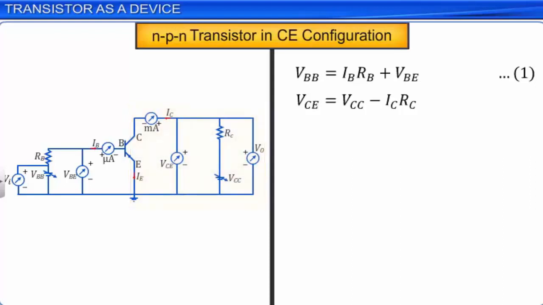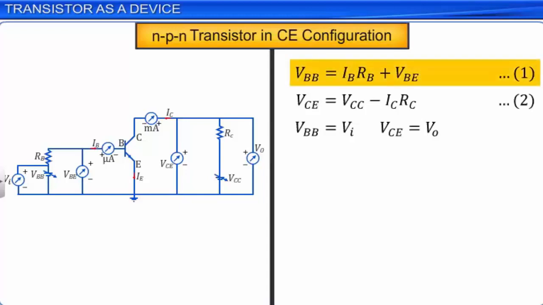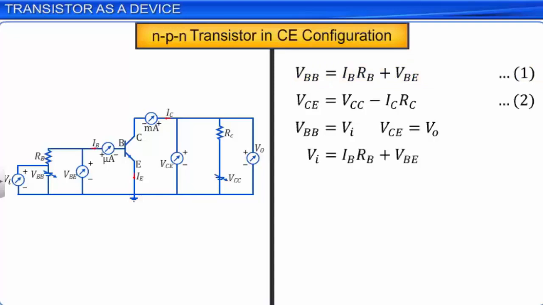Here the input voltage VBB is represented with VI and the output voltage VCE is represented with VO. Then equation 1 can be written as VI is equal to IB into RB plus VBE. Let this be equation 3. And equation 2 can be written as VO is equal to VCC minus IC into RC. Let this be equation 4.